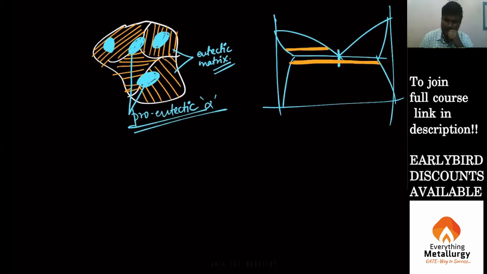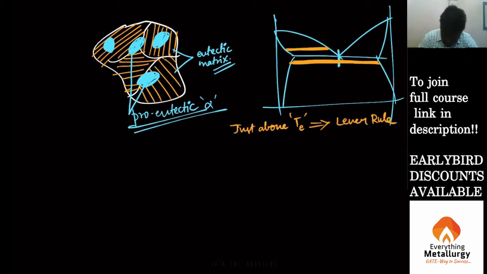Why do we consider this? The first thing is just above the eutectic, the last alpha that is present, that means whatever alpha is present, will be my pro-eutectic. So just above the temperature T, I'm just mentioning T as the eutectic temperature, and if you see that, calculate by applying my lever rule.